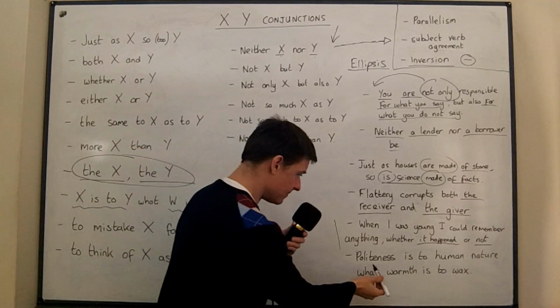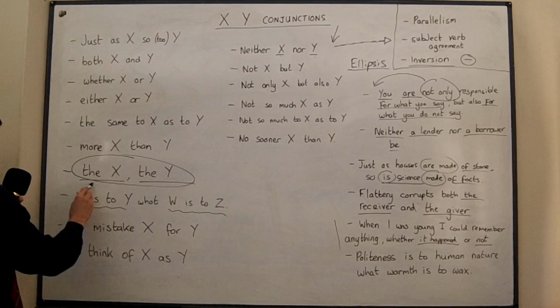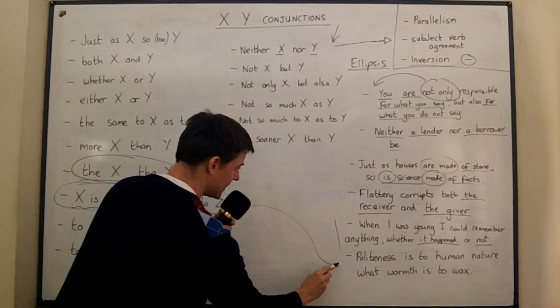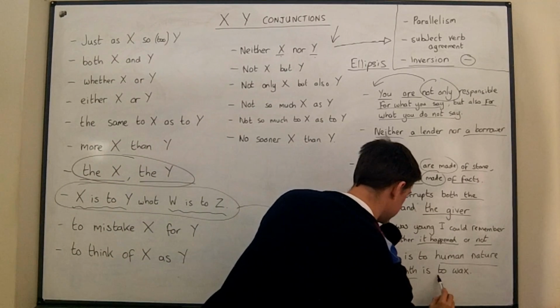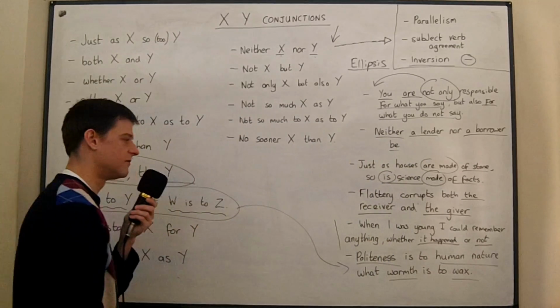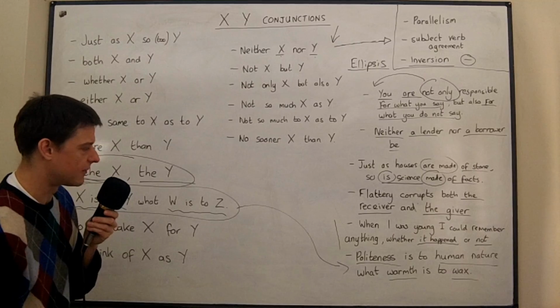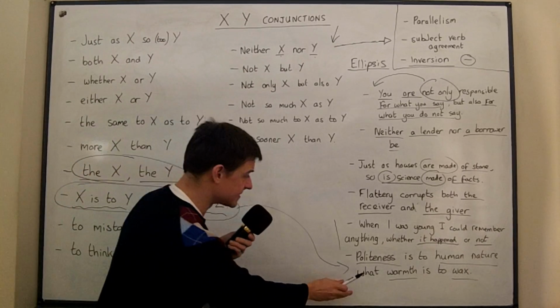And lastly, politeness is to human nature what warmth is to wax. I tried to get an example of this one. It's quite common. Politeness is to human nature what warmth is to wax. Okay? We've got very clear nouns being compared here, and this last one was Schopenhauer. I'm not sure though that he was a particularly polite man, but this is what he said.